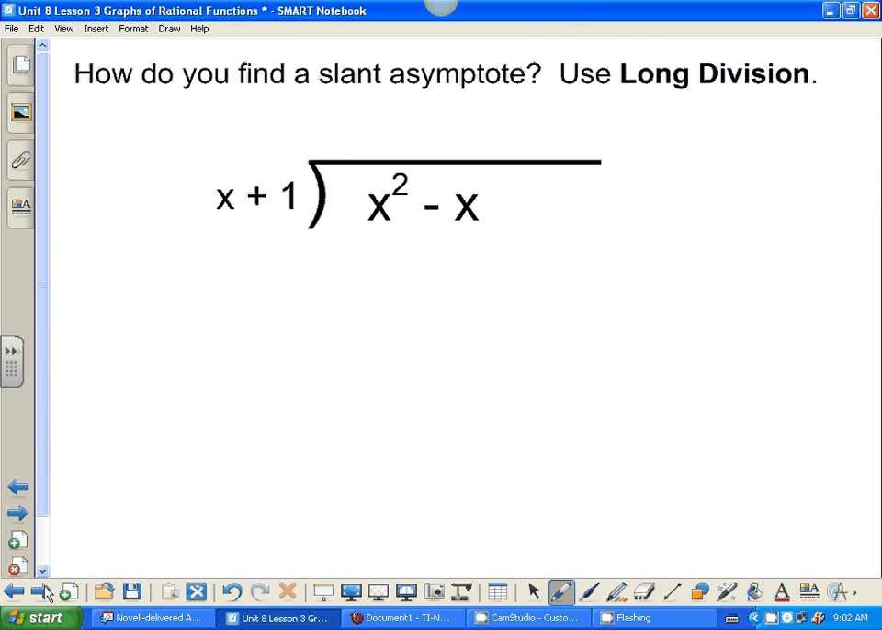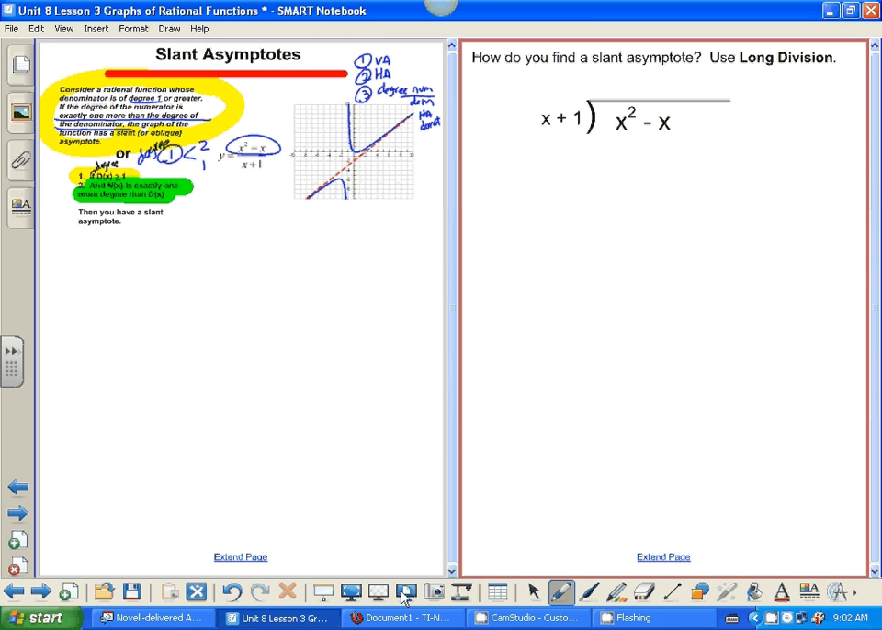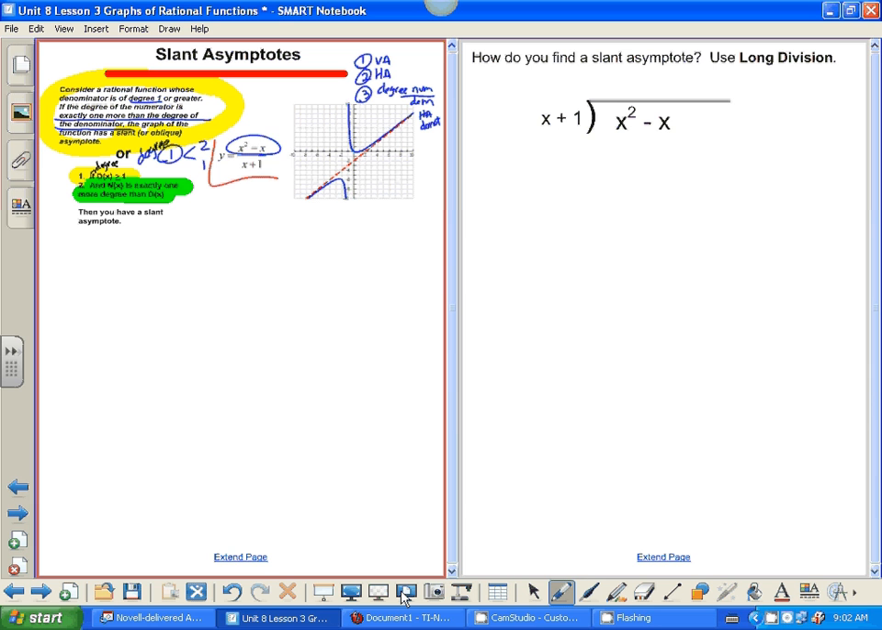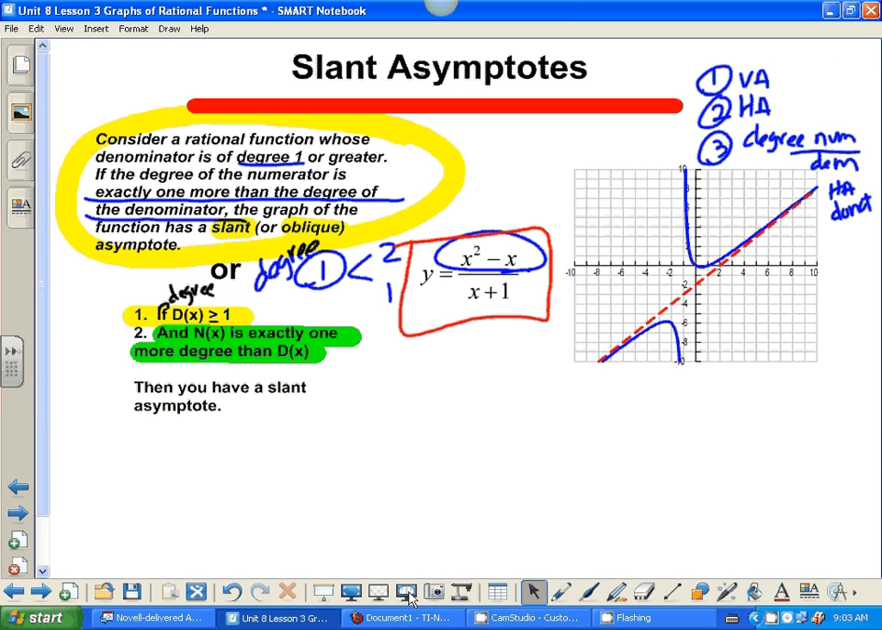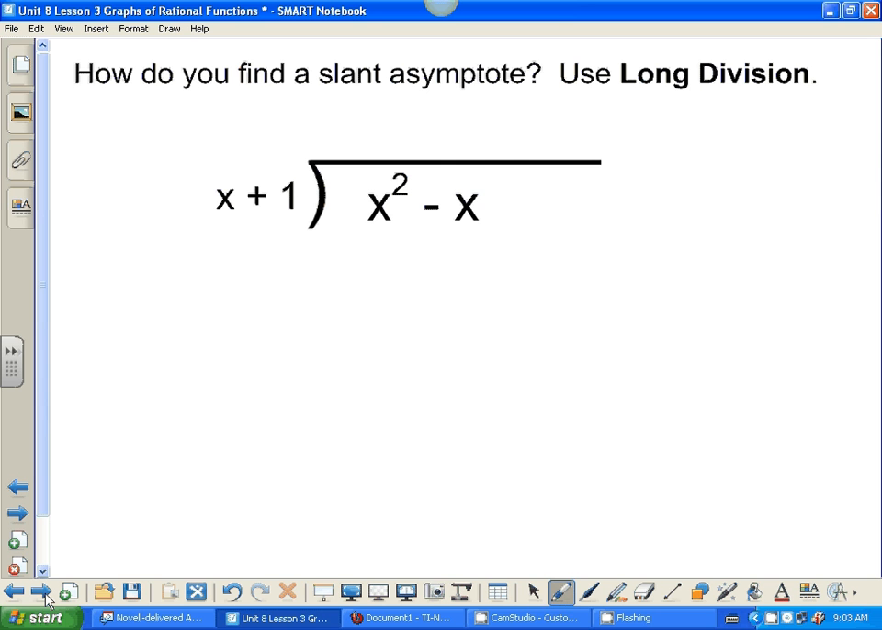So in my previous problem, we were looking at the function y equals x squared minus x over x plus 1. We'll come back to this graph in just a minute. All right, let's do some long division. X goes into x squared x times; x times x gives me x squared, x times 1 gives me x. Remember when you do long division that you have to change the signs. So those cancel, leaving me with a negative 2x.